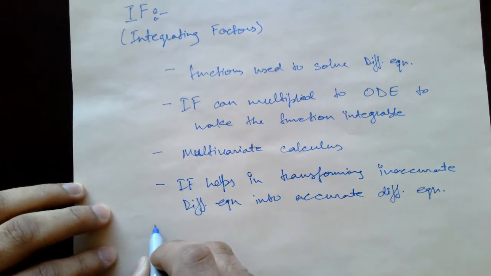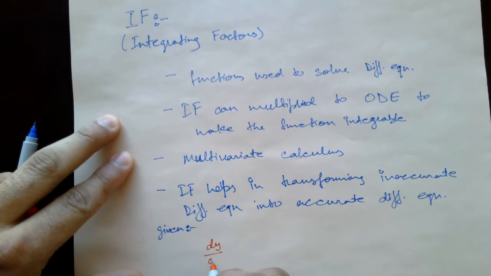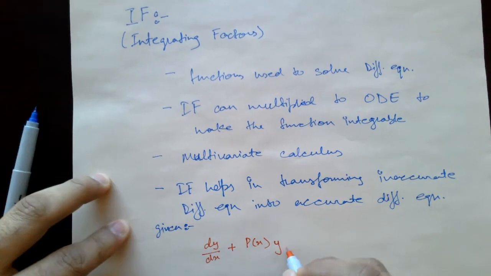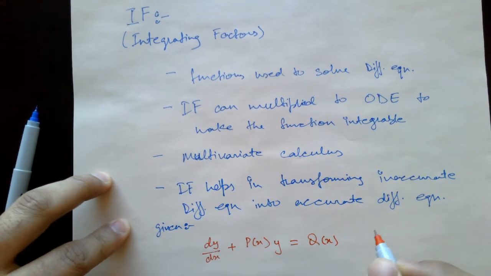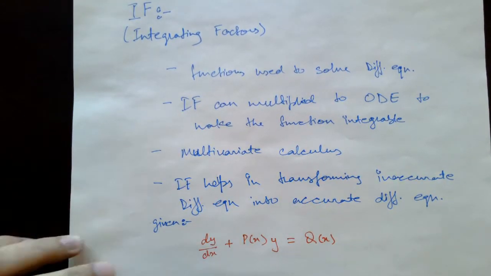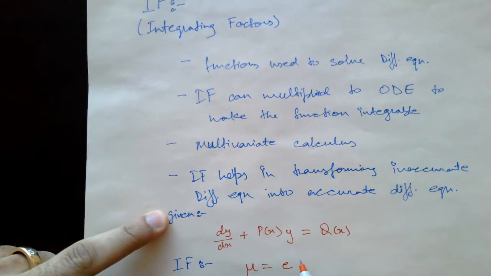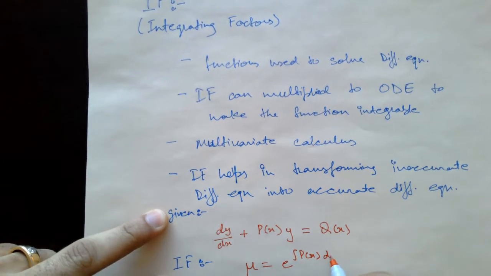So, if we are given a differential equation of the form dy over dx plus a function p of x multiplied by y is equal to another function q of variable x, the integrating factor becomes mu is equal to e raised to the power integral of p of x dx. Now we will look into a general statement for the integrating factor equations.